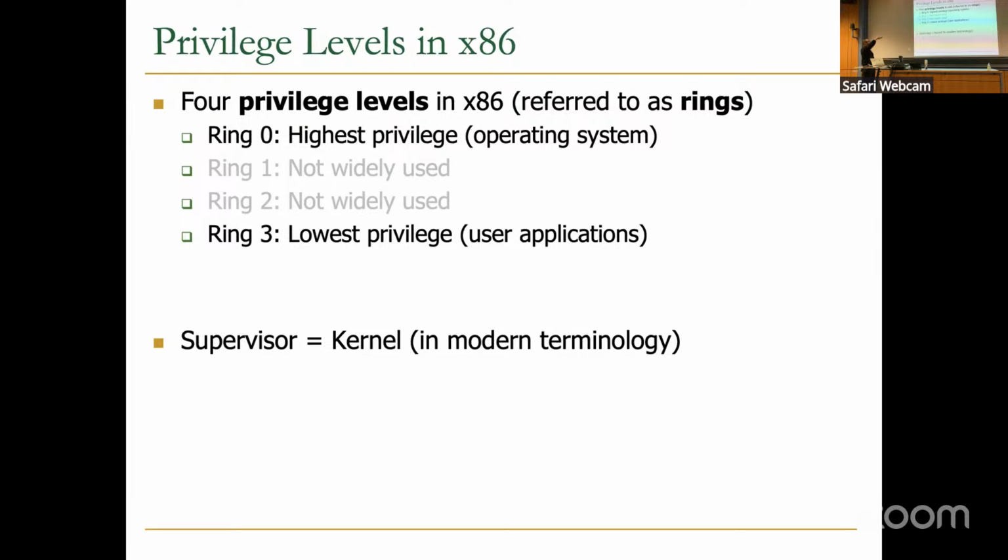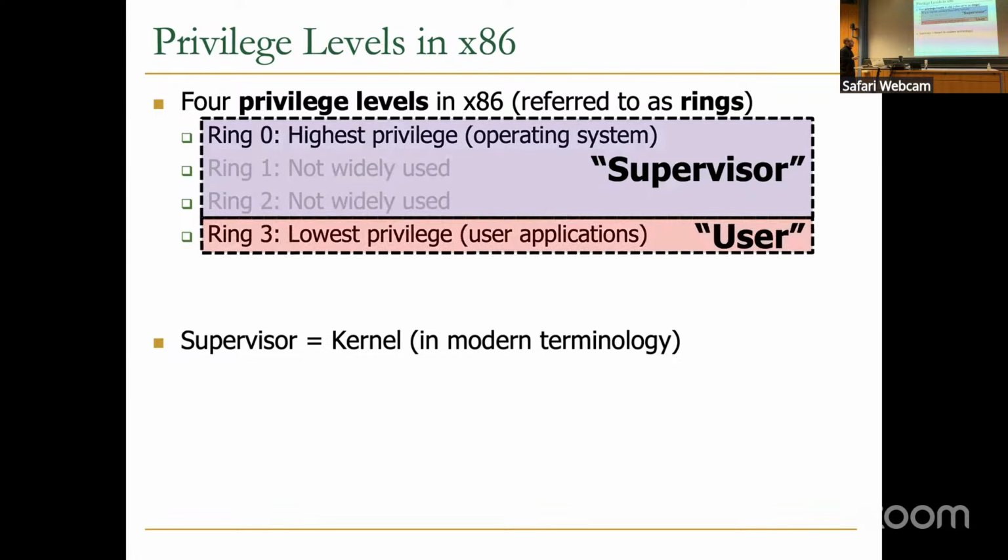In ring 0, we have the highest privilege, where the operating system is running. In ring 3, we have the lowest privilege, where user applications are running. And supervisor, or kernel in modern terminology, is basically in ring 0, whereas the user is in ring 3.